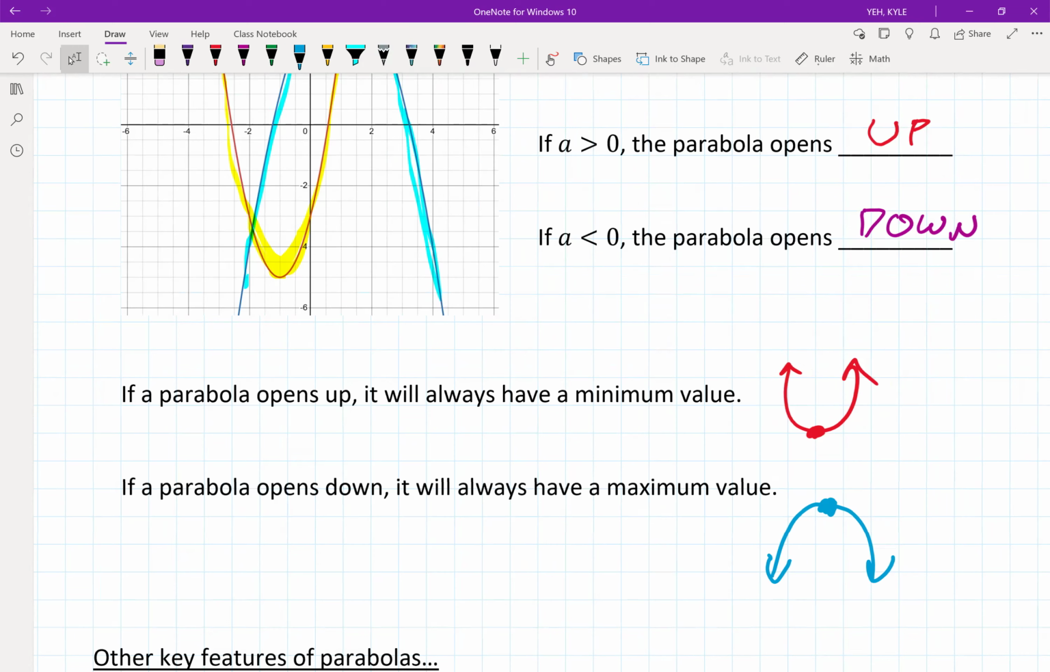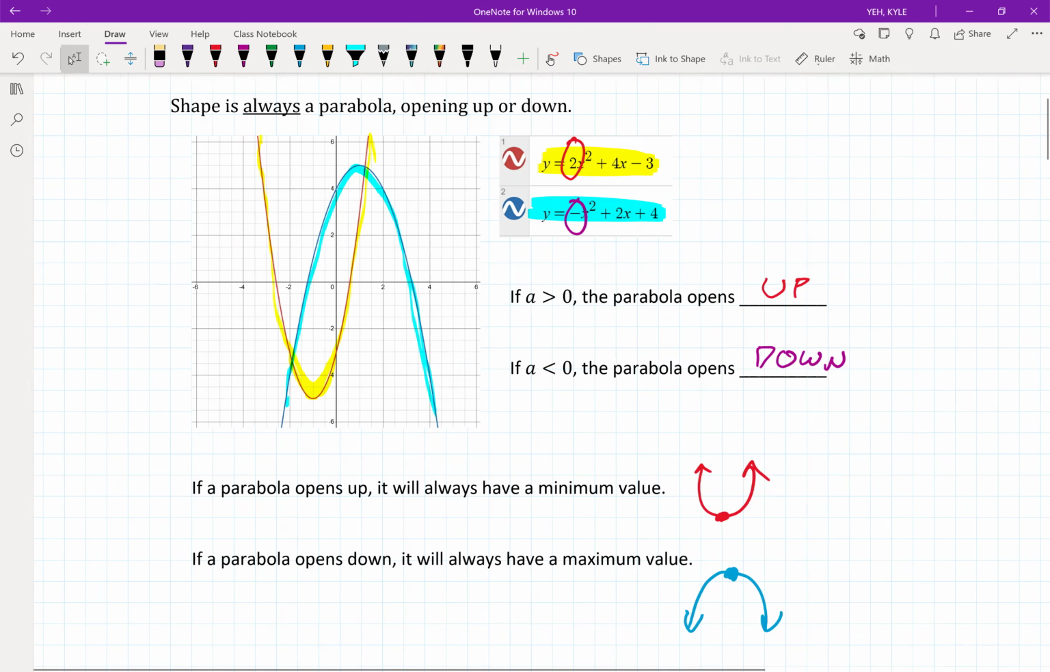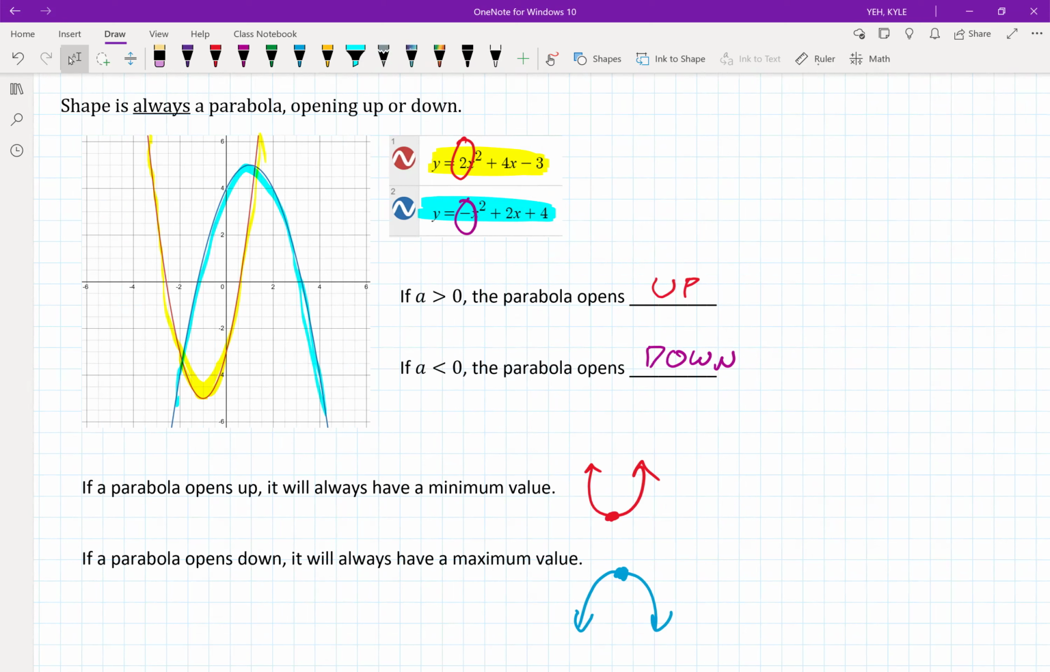But we don't have a minimum value because it goes down forever. So if we have a parabola and let's say its A value is negative, that means we know it's opening down. And if it's opening down, if you can visualize that parabola, that means we will have a maximum value because it opens down and goes down forever. If A is positive, that means the parabola opens up. And if the parabola opens up, it will have a smallest minimum value. How low does it go? There is a lowest point on that graph.